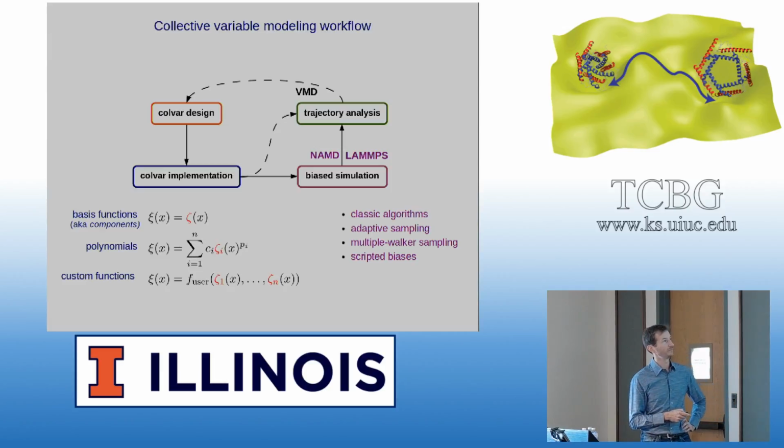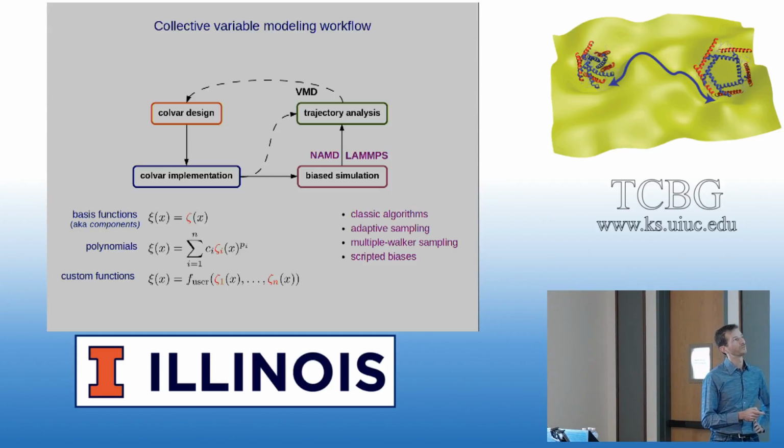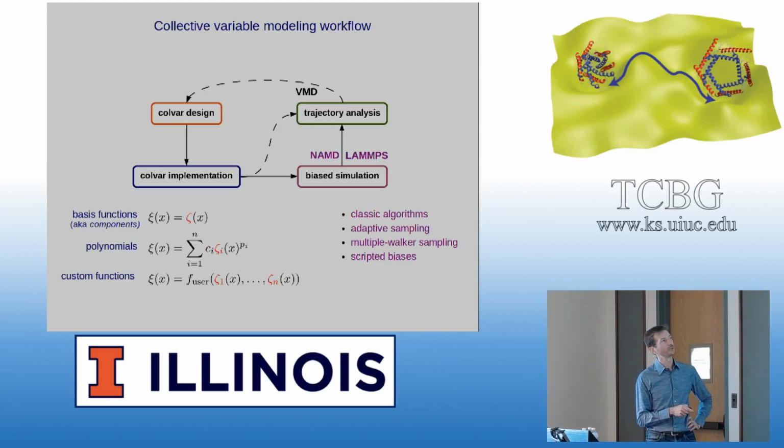Once you have implemented them, you can do biased simulations in NAMD or in LAMMPS, or both, and then the biases will be the algorithms we talked about. And then you can analyze the trajectory. Actually, you could also analyze the trajectory of an unbiased simulation, a simulation that doesn't have Colvars in it, but analyze it using Colvars just for analysis. We'll talk about that. That could be the entry point of this whole cycle.